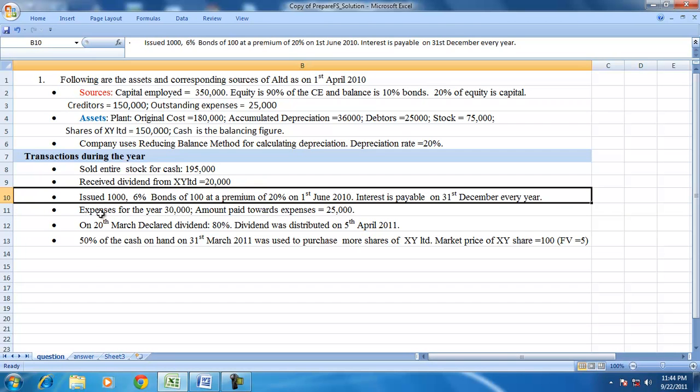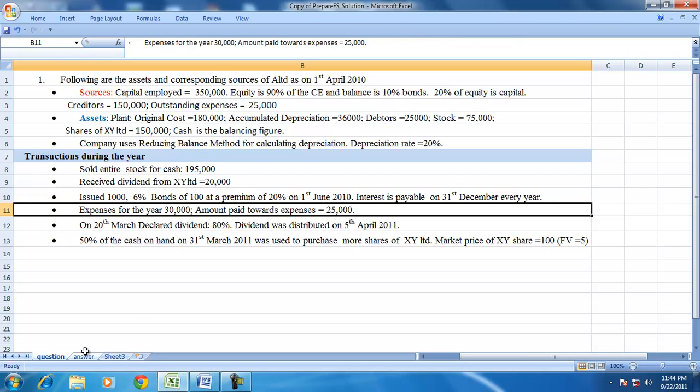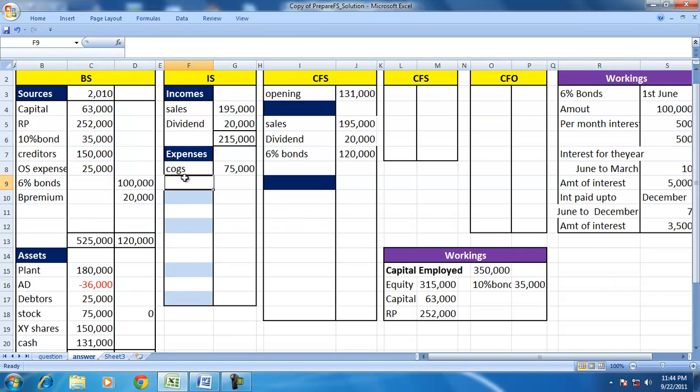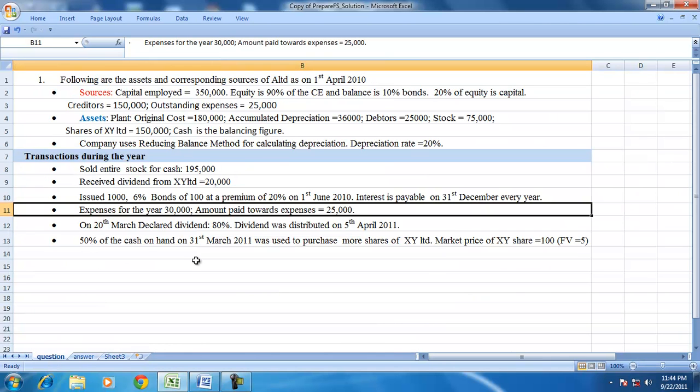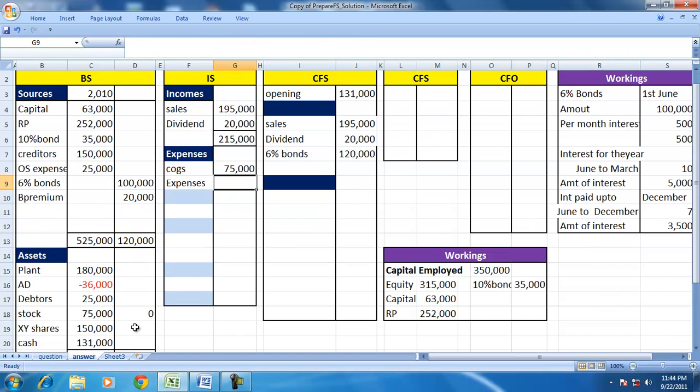And the next transaction: we'll come back to the interest in a minute. So expenses for the year is 30,000, but expenses paid is 25,000. So payment of expense is 25,000. So outstanding expense will increase by 5,000, because expenses for the period is 30, paid is 25, so the liability is 5,000.